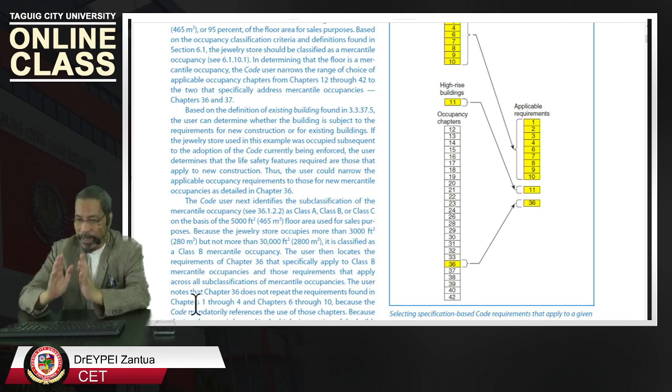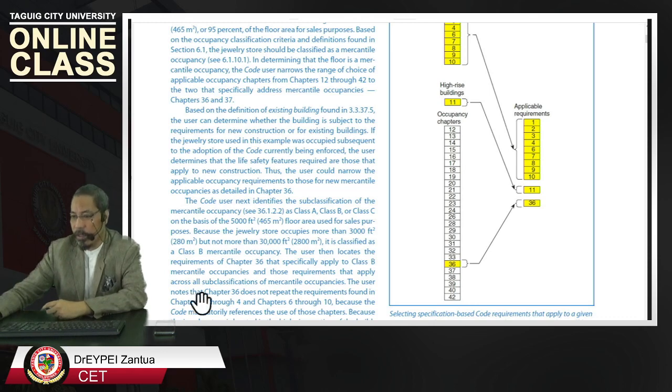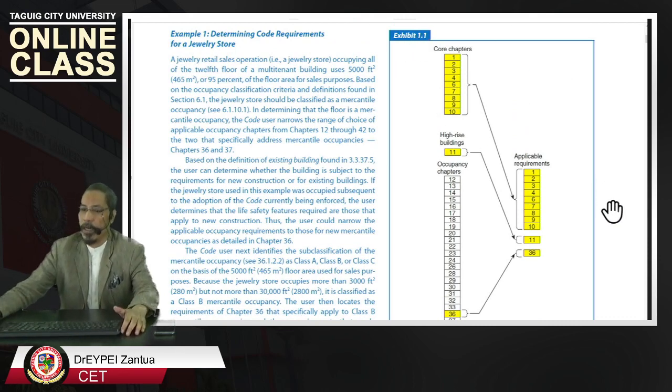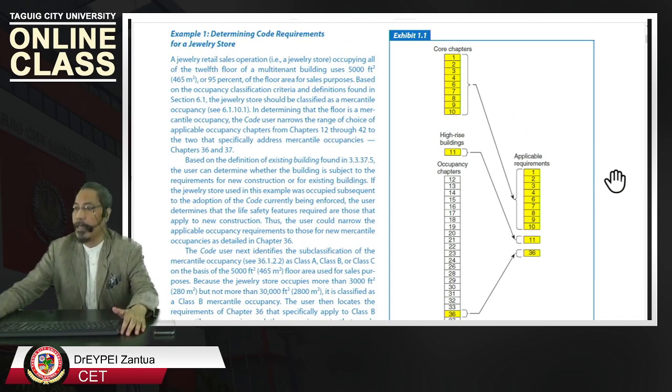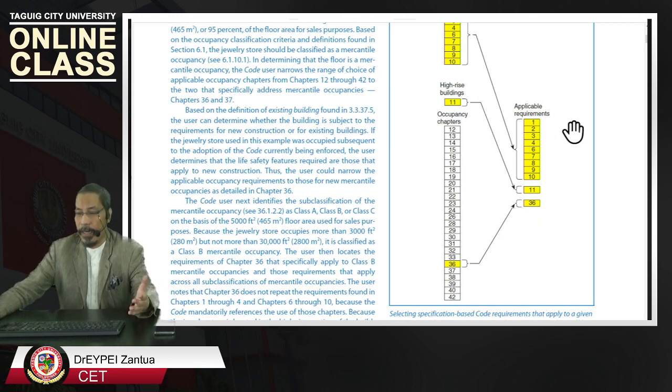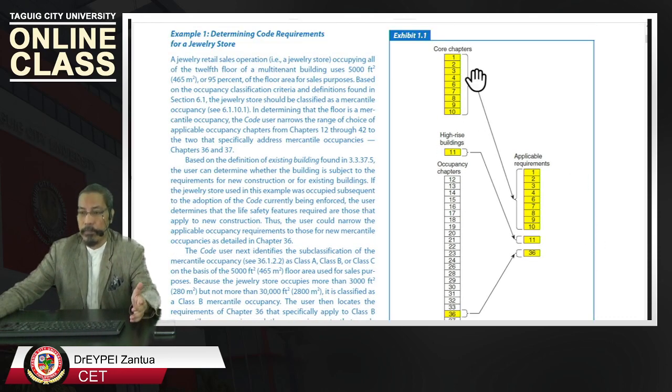So we are very much guided specifically to look at that. For example, take note of Exhibit 1.1 on your right-hand area. We have the core chapters. What are the core chapters? Chapters 1 to 10, and Chapter 11, high-rise building. The specific application chapters are Chapters 12 to 42. So in this example, we have to be compliant with Chapters 1 to 10.